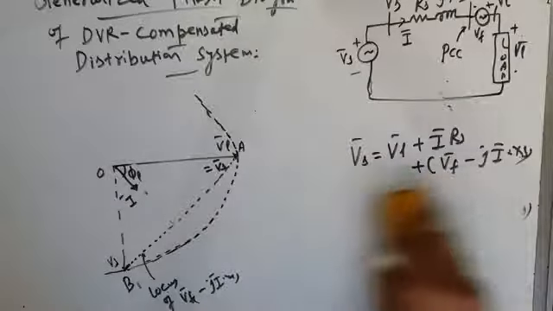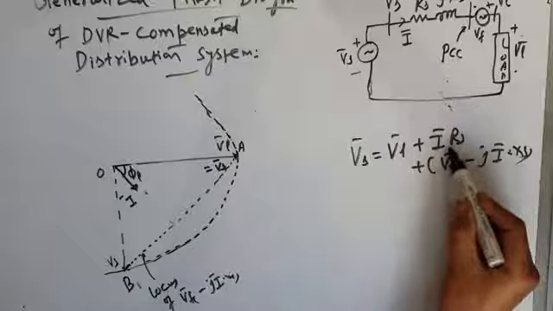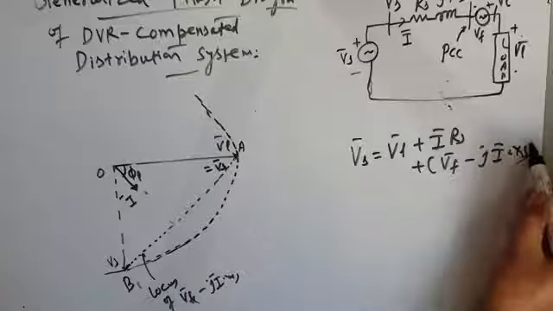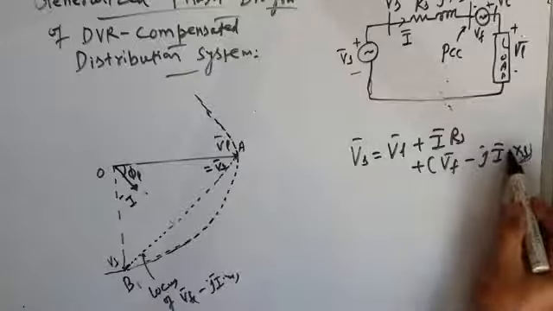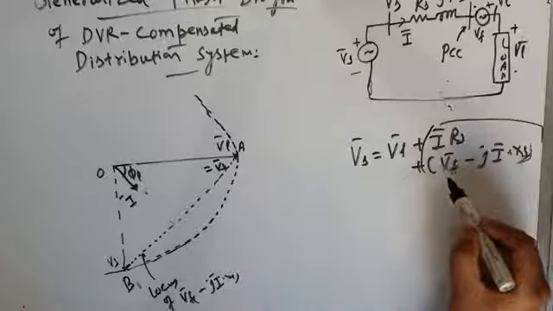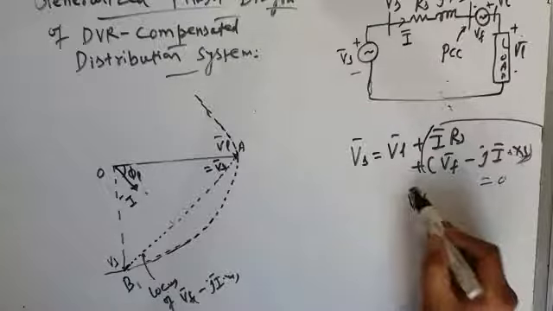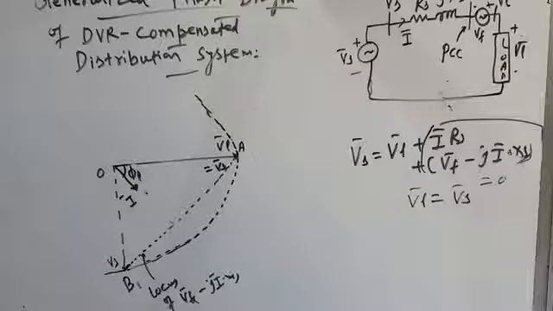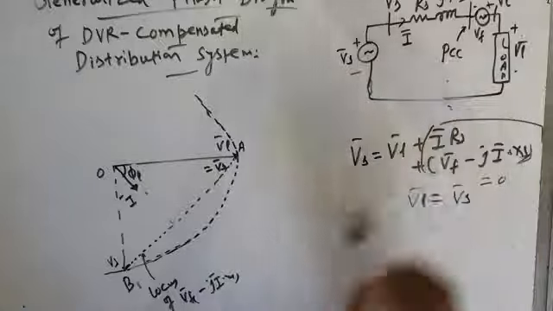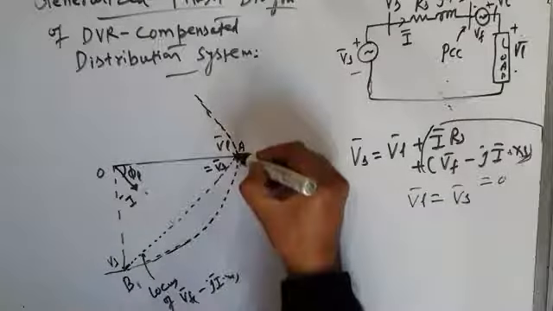But in the presence of feeder resistance, your source voltage is load voltage plus resistive voltage drop plus this thing, Vf minus J I into Xs. And now this whole drop, I into Rs plus Vf minus J I into Xs, should become equal to 0, so that your load voltage becomes equal to source voltage. So in the presence of feeder resistance, now your resistive voltage drop will also be here.